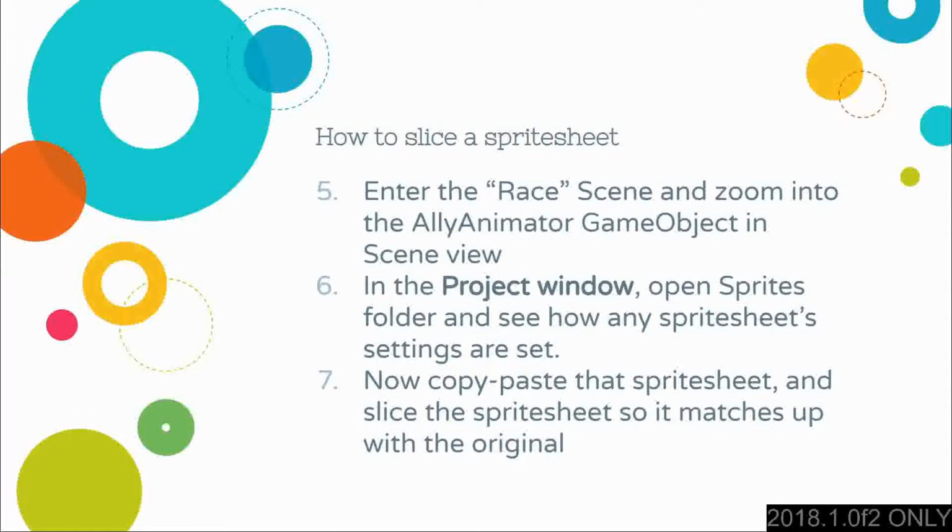Okay, so enter the race scene and zoom into the ally animator game object in the scene view. In the project window, open sprites folder and see how many sprite sheet settings is set. Now copy paste that spreadsheet and slice the spreadsheet so it matches up with the original. This is just to practice the sprite import settings. It may get tedious if there's tons of assets, but it is nevertheless crucial for your game. So I'll swap back to Unity right now.